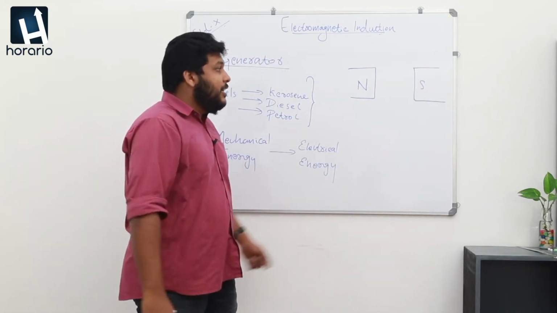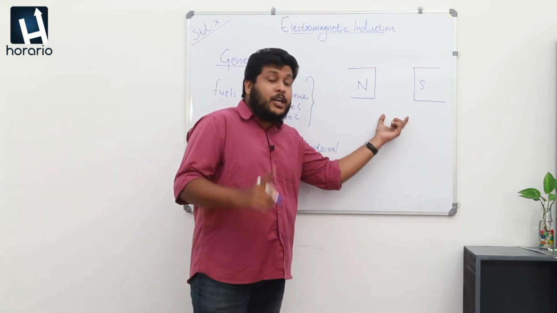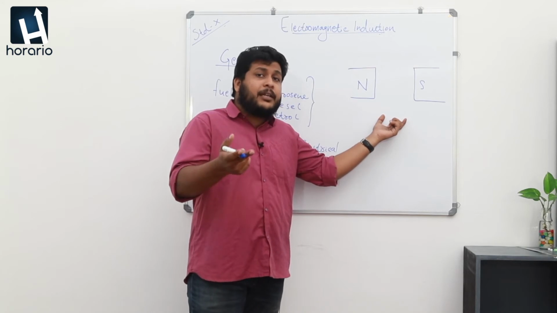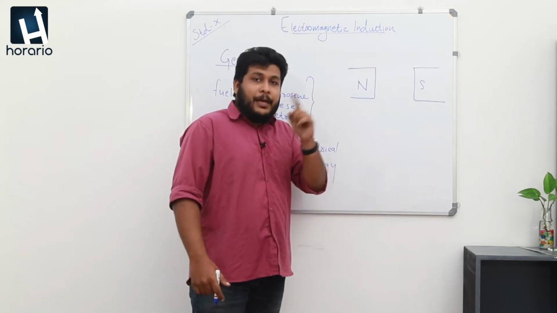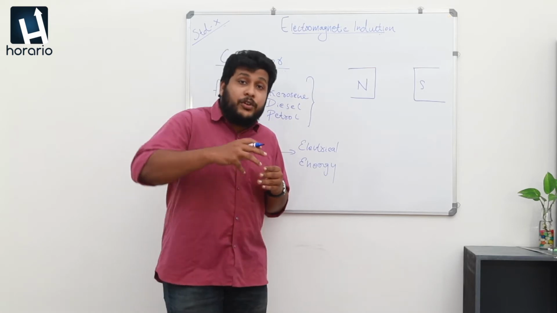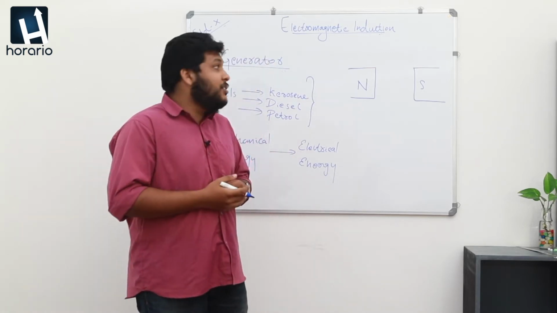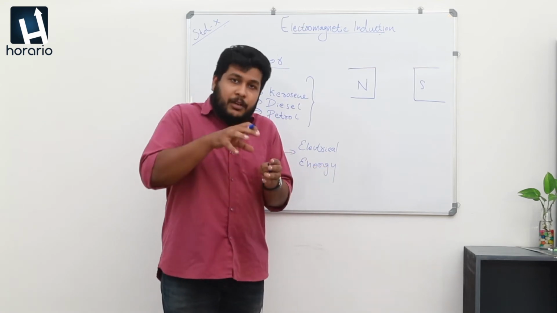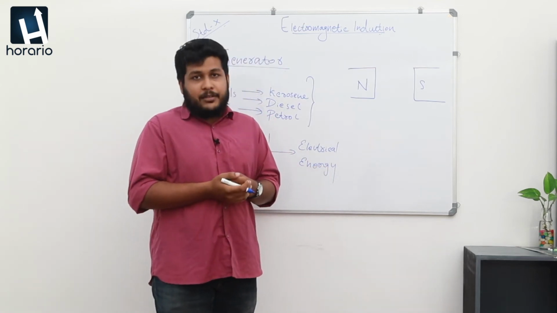The important thing is this is a field magnet, not a permanent magnet. So what is the difference between a field magnet and a permanent magnet? A permanent magnet is a magnet which can give us continuous magnetic power, or magnetism. The magnetism is not going anywhere.